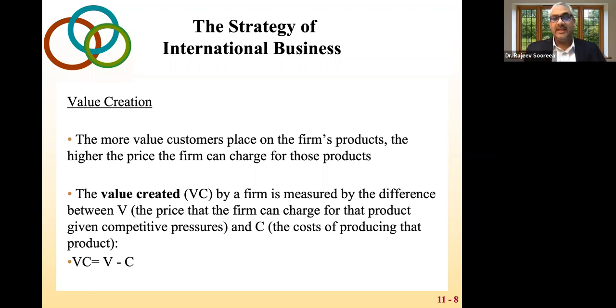So value created is what? Value created, VC, is measured by the difference between value, V, which is the price the firm can charge for your product, given the competition out there, and C, which is the cost of producing that product. So VC, value created, equals V minus C. The value, that is the price that the firm can charge for the product, minus the cost of production of that product. So the difference would be the value created. This is very similar to profit, right? Profit is revenue minus cost. So you can see it's very similar here.